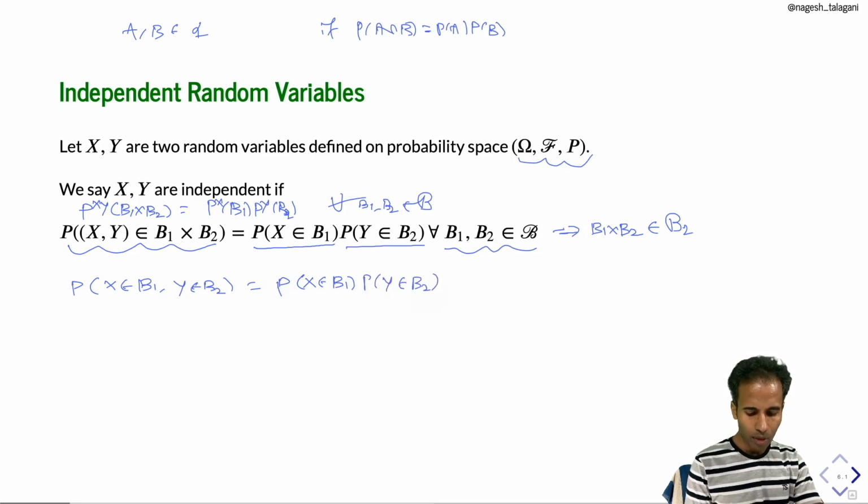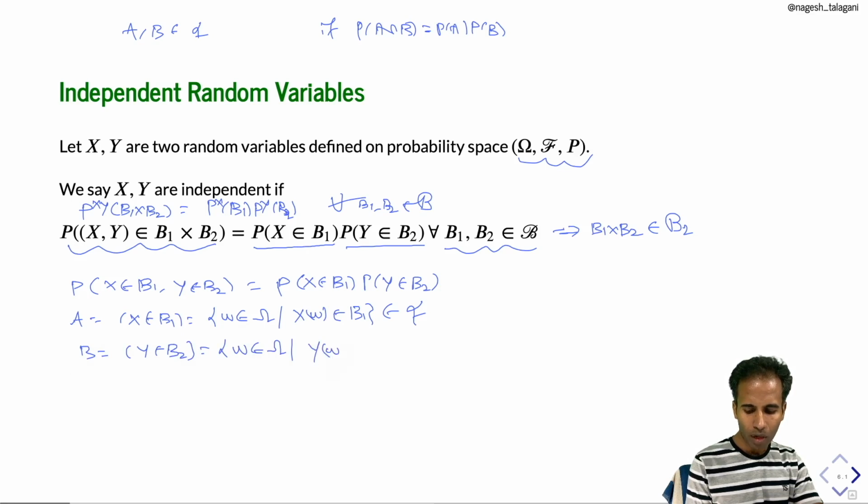Okay. Now let us say A is the event, that is x belongs to B1. That means it is an event consisting of outcomes in sample space for which X(omega) sits in B1, which is going to be an event in script F. Let us say B is the event that y belongs to B2. That means this is the event consisting of outcomes in sample space for which Y(omega) sits in B2. This is also an event in script F.